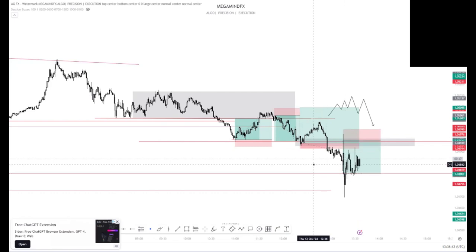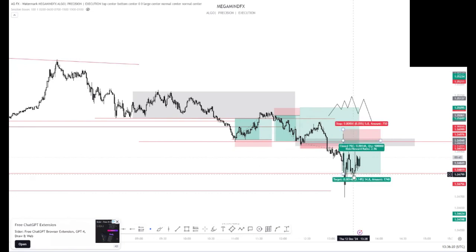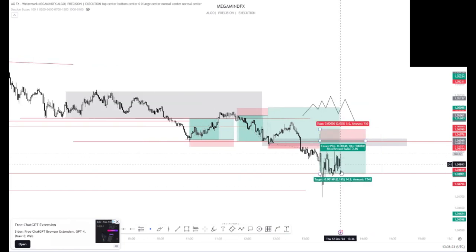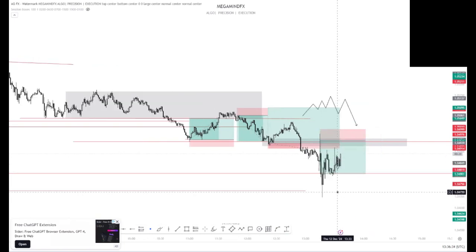But the problem I have is we have two H1 structures taken at the same time. We had this structure and this structure. That's why price is reacting from here. It was news that just destroyed these lows. So if I don't get a double inducement, I just wait so that when price makes sense to me, I trade.